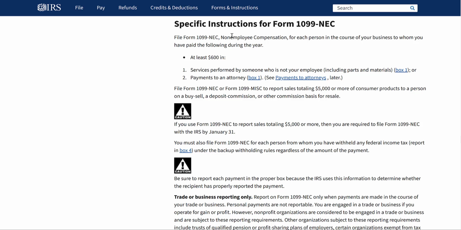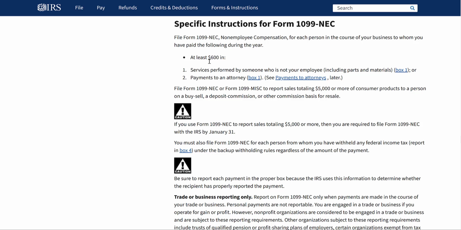Okay, so specific instructions for Form 1099 NEC. You are going to file Form 1099 NEC for each person in the course of your business to whom you have paid at least $600, okay? This says person, but you could also be paying a business, and the business could also be subject to receiving a 1099 NEC. So think of this as person or business. You have paid them at least $600.